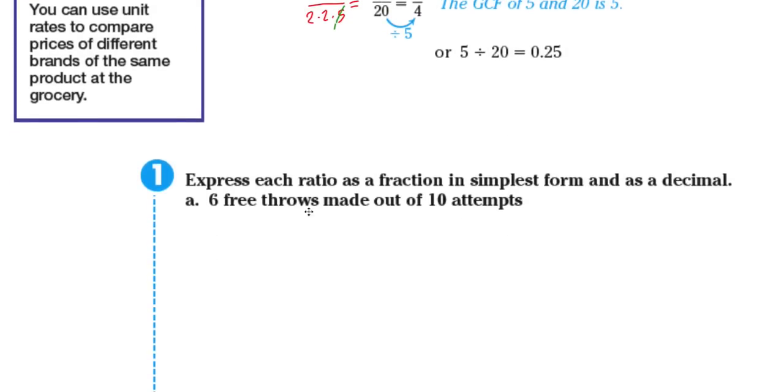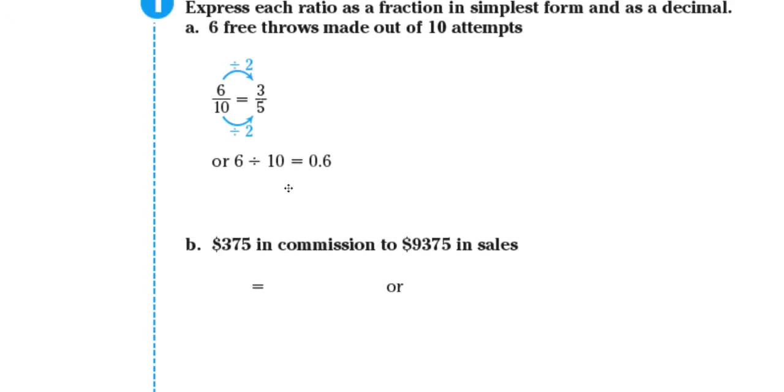Okay, let's take a look at example number 1. Express each ratio as a fraction in simplest form and as a decimal. A: 6 free throws made out of 10 attempts. So you have 6 out of 10, which is equal to 3/5. We found the GCF of 6 and 10 to be 2. So divide the numerator and denominator by 2, you get 3/5. Or as a decimal, you divide 6 by 10, you end up with 0.6. So 3/5 or 0.6 of the free throws were made.